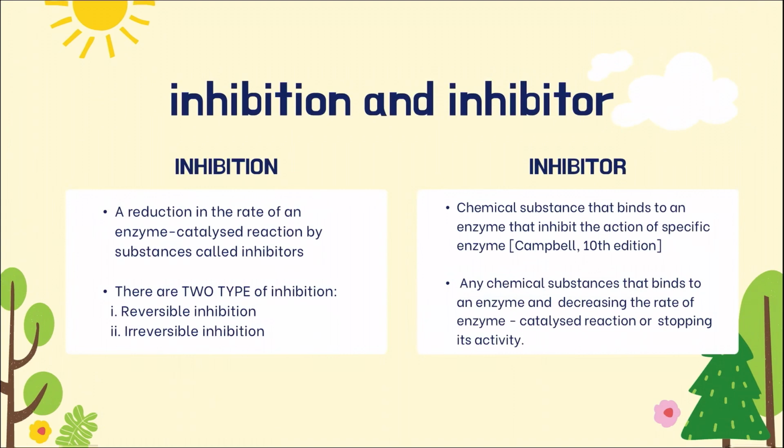Inhibitors. Inhibition is a reduction in the rate of an enzyme catalyzed reaction by substances called inhibitors. There are two types of inhibition, reversible inhibition and irreversible inhibition. Inhibitor is a chemical substance that binds to an enzyme and inhibits the action of a specific enzyme. So, any chemical substance that binds to an enzyme and decreases the rate of enzyme catalyzed reaction or stops its activity.